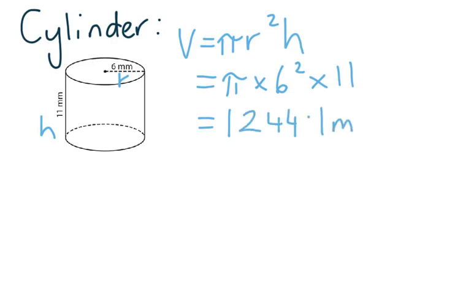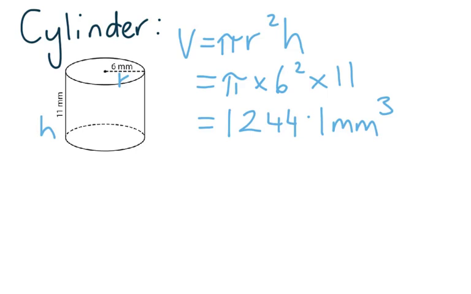1,244.1 millimetres cubed to 1 decimal place. And it's just important to remember with a cylinder that sometimes you're actually given the entire diameter of the cylinder, and it's really important that you don't use the diameter because in the formula there is no room for the diameter. It says the radius, so if you're given the diameter you need to find the radius first before you can start.